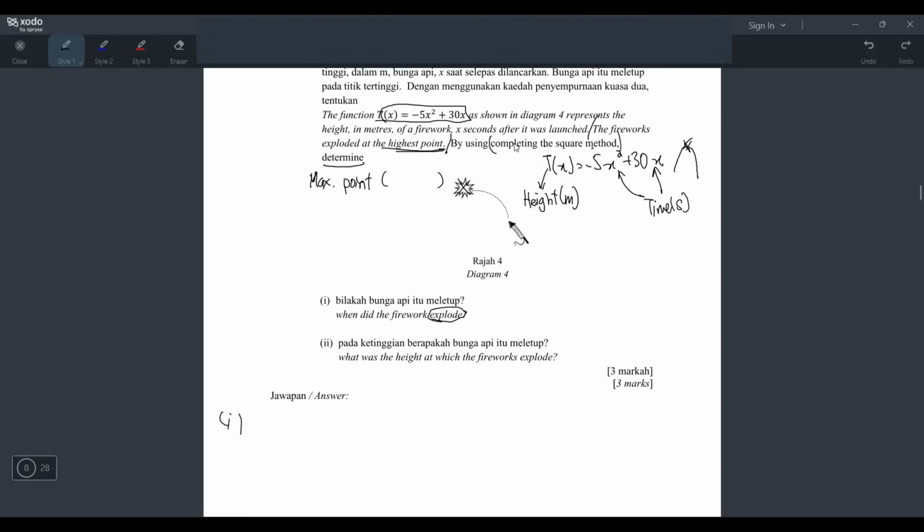The first way is to use the completing the square method and change to vertex form. Vertex form means it will look like this: a(x plus p) squared plus q, like this. This is what we call the vertex form. So this is the first method to find the turning point.